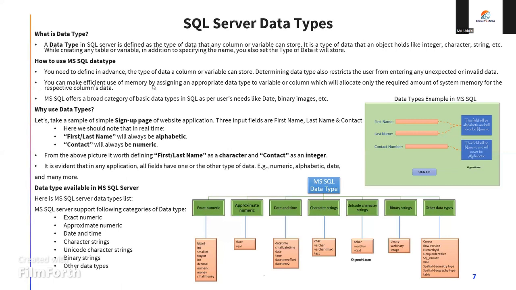You can make efficient use of memory by assigning an appropriate data type to a variable or column, which will allocate only the required amount of system memory for the respective column data. Another reason is using memory in an efficient way. If you use the data type, it will hold only as much memory as needed and not more, so your memory will be free for your system. If you don't define it, the system will define it itself. Maybe we need 1 megabyte for the table, but if we don't define it, the system may hold 5 megabytes, because it doesn't know what kind of data will be put in.